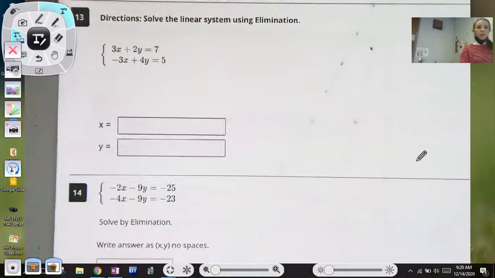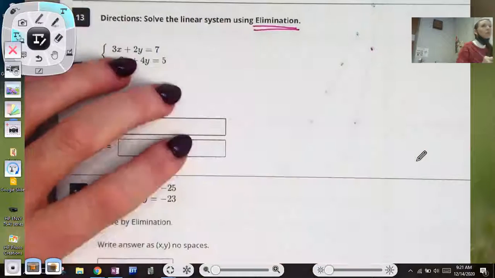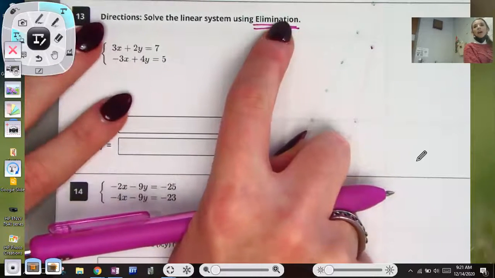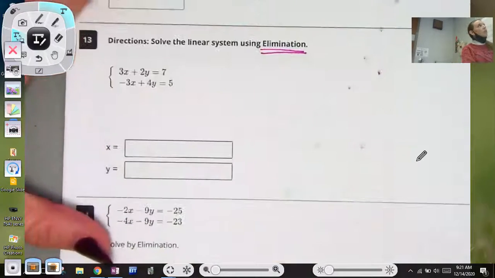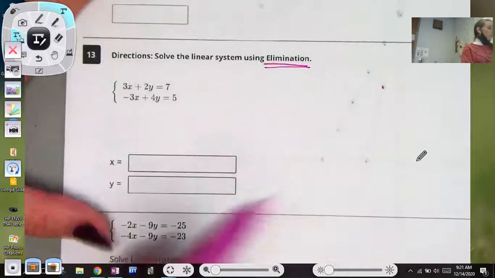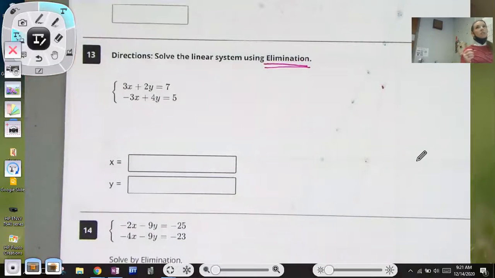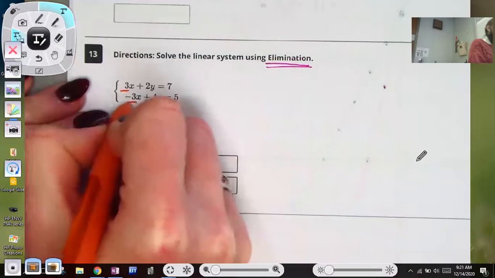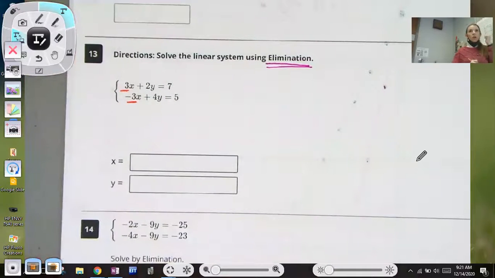All right, 13, solve the linear system using elimination. Elimination is a different set of rules than substitution. When we're doing substitution, we look to see if one of my equations is solved for a variable. When we're doing elimination, we look to see if we have matching coefficients. So I'm looking at my system. Are there matching coefficients in this system? Yes, I have a 3 and I have a 3. So that's the green light. We can start solving by elimination.